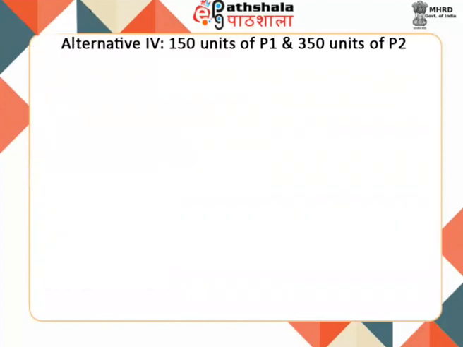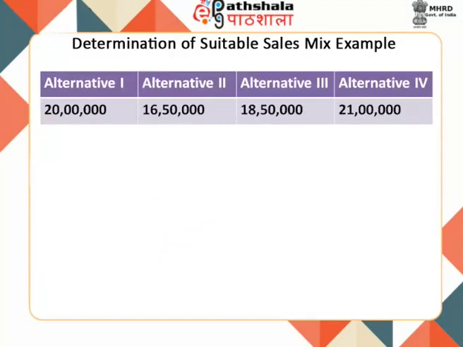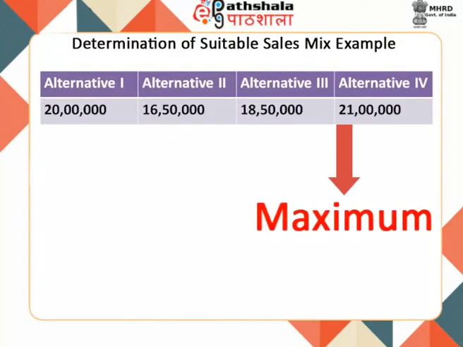And for the fourth alternative, where we have 150 units of P1 and 350 units of P2, we get a profit of rupees 21 lakhs as shown here. Since profits under the fourth alternative are the maximum, that is rupees 21 lakhs, out of the available sales mixes, the fourth one should be opted for by the firm.